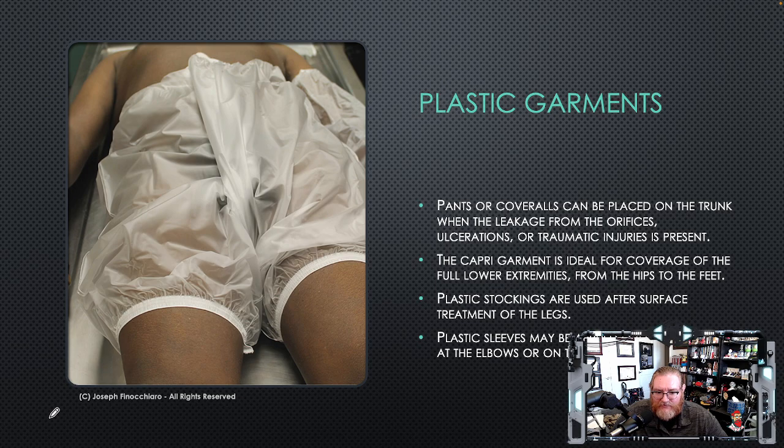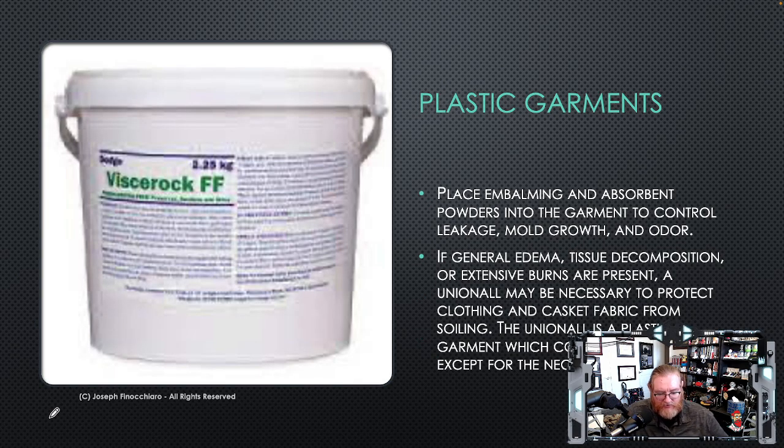Pants or coveralls can be placed on the trunk when the leakage from the orifices, ulcerations, or traumatic injuries is present. The capri garment is ideal for coverage of the full lower extremities from the hips to the feet. Plastic stockings are used after surface treatments of the legs, and plastic sleeves may be applied over broken skin at the elbows or on the arms. Place embalming and absorbent powders into the garment to control leakage, mold growth, and odor.